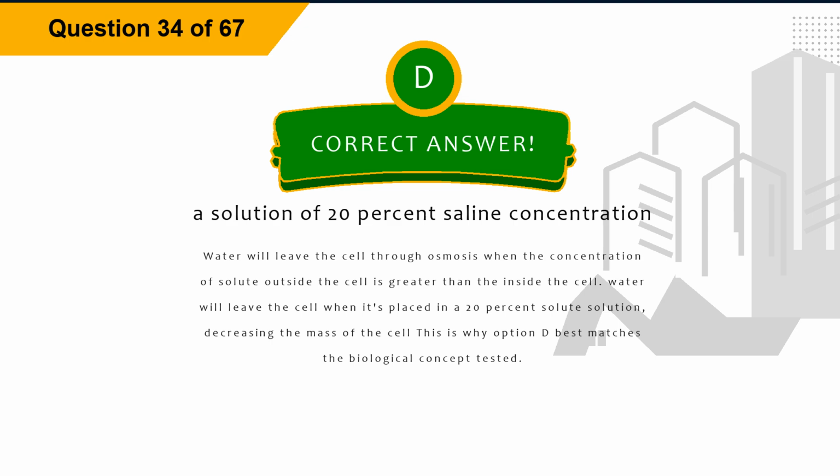Explanation: water will leave the cell through osmosis when the concentration of solute outside the cell is greater than the inside the cell. Water will leave the cell when it's placed in a 20% solute solution, decreasing the mass of the cell. This is why option D best matches the biological concept tested.